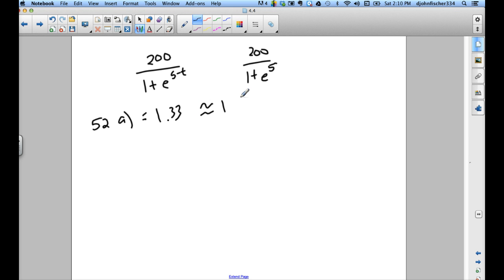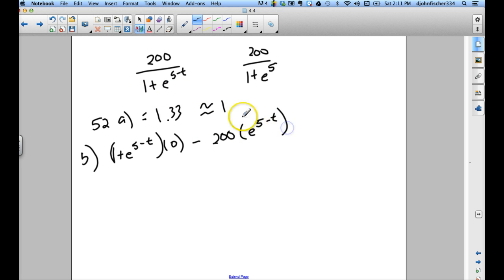How fast is this flu spreading after 4 days? Now that's going to be the derivative. So part B, we have to take the derivative and plug it in. Well, let's go through here and say the quotient rule. There's a couple ways to do it. I'm going to use the quotient rule. The quotient rule says the bottom times the derivative of the top, which is 0, minus the top times the derivative of the bottom. Derivative of 1 is 0. Derivative of e is going to be e to the 5 minus t times the derivative of the inside, which is a negative 1, makes it a positive, over 1 plus e to the 5 minus t squared.